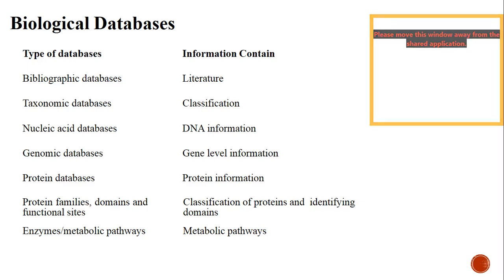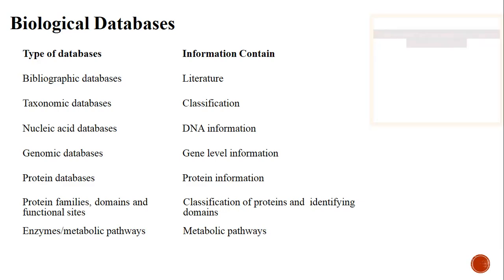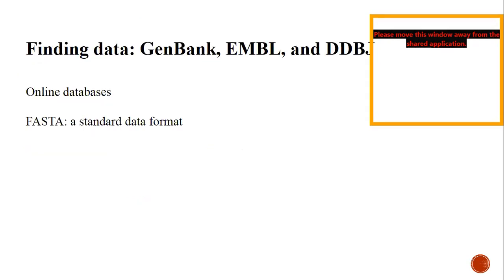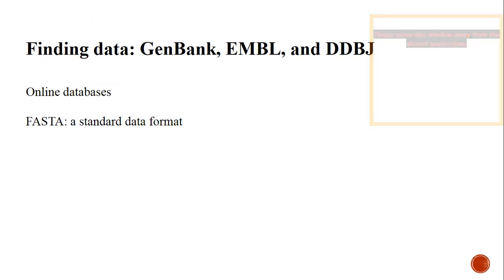Genomic databases have the genome data and gene level information of different organisms. Protein databases have the three-dimensional structures, protein information, interaction sites and locations. Protein family and domain databases have all the data about different protein families, the relationship between the families and the different proteins. Enzyme and metabolic databases have different metabolic pathways, how these pathways work and the relationship of these pathways with each other. So we have online databases: GenBank, EMBL, DDBJ, the DNA Data Bank of Japan.